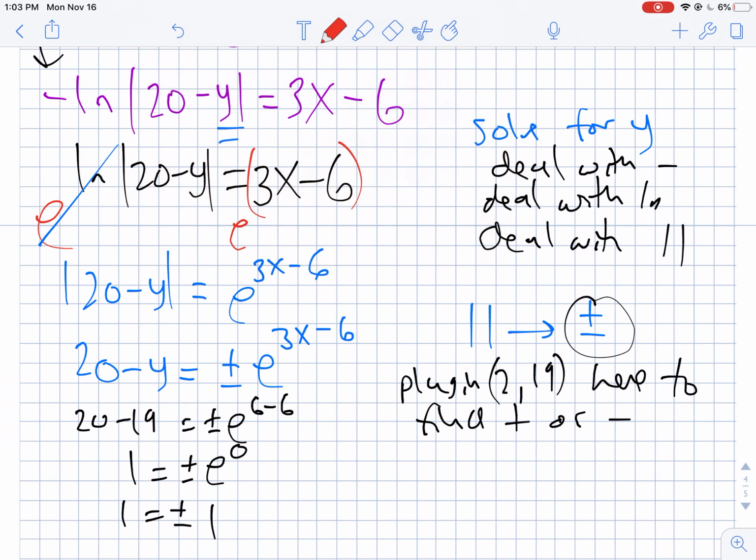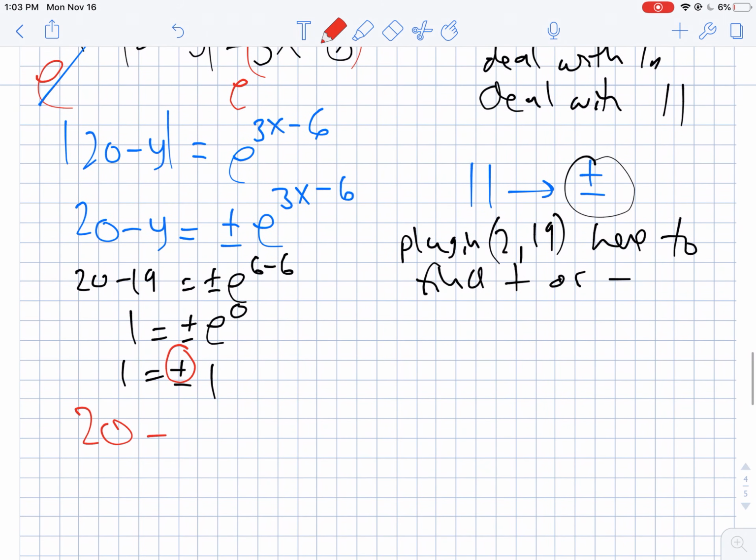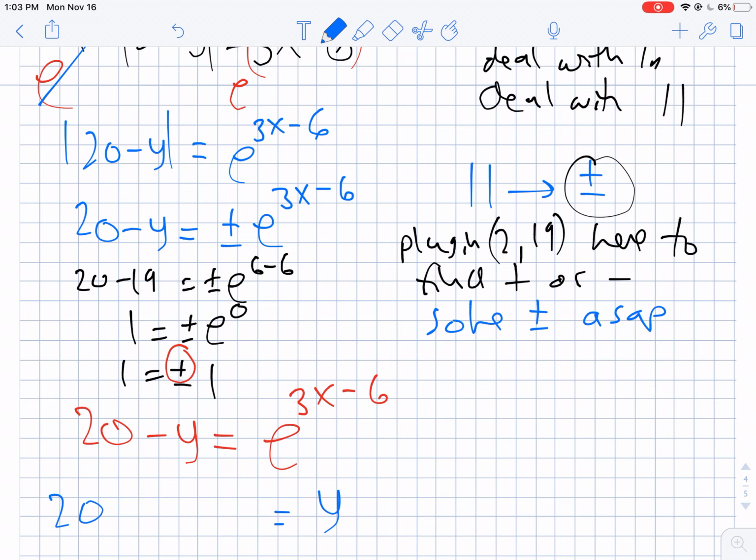I think we would like the positive. So that's why I do it here. I do it right away because now I don't have to deal with a plus or minus. I could just write 20 minus y equals positive e to the 3x minus 6. And that just makes solving for y a lot easier. So again, I'm going to solve for the plus or minus ASAP, just to help me simplify things. Now my final goal is solve for y, so I'll add that, subtract, so I'll get y equals 20 minus e to the 3x minus 6.